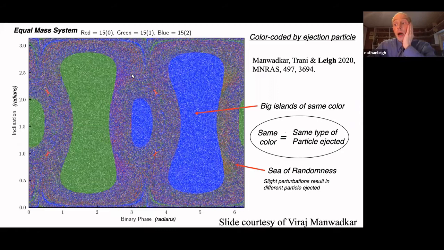regions without uniform coloring, since changing the initial conditions even slightly can cause a different particle to be ejected at the end. So for any combination of binary phase and inclination initially, we can choose a very close neighboring combination, and the probability that a different particle is ejected is very, very high. And so the multicolored regions correspond to the chaotic regions of phase space.